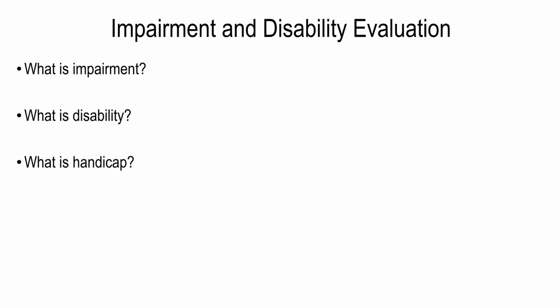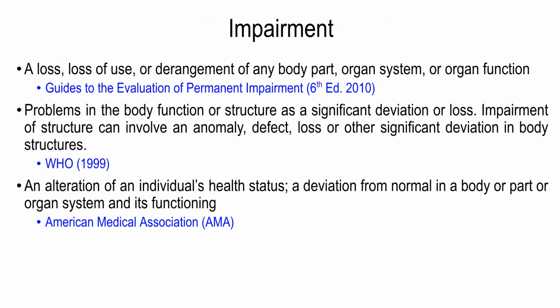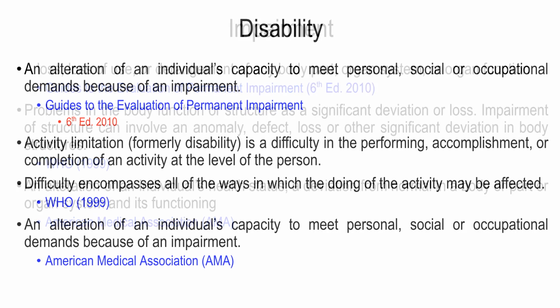We will explore key questions. What is impairment? What is disability? And what is a handicap? Impairment is defined as a loss of use, or derangement of any body part or function, as per the Guides to the Evaluation of Permanent Impairment. The World Health Organization defines it as problems in body function or structure, and the AMA refers to it as an alteration of an individual's health status.